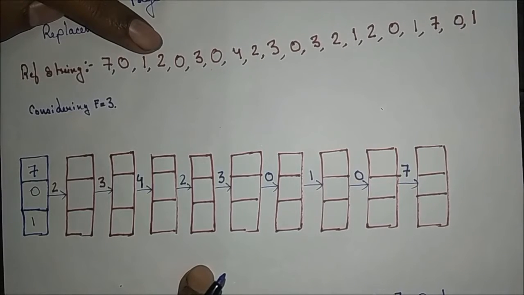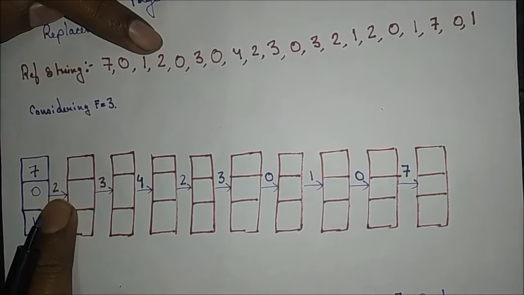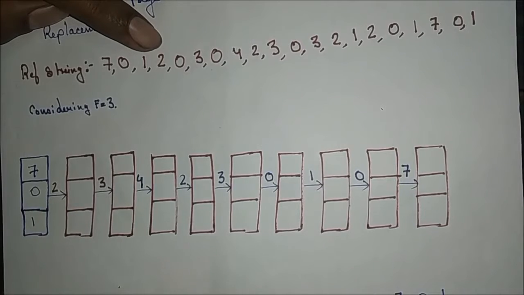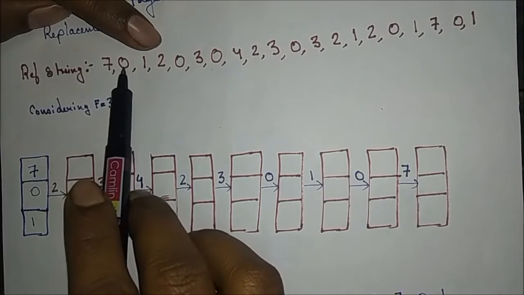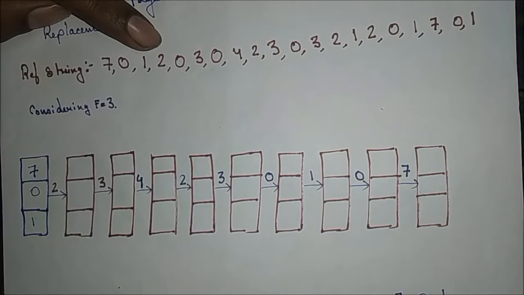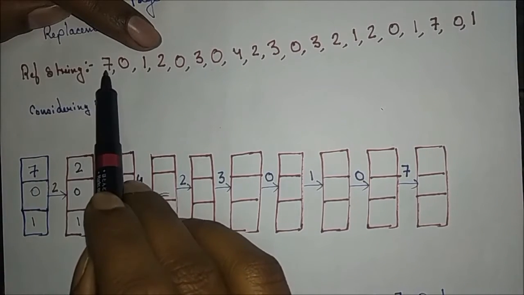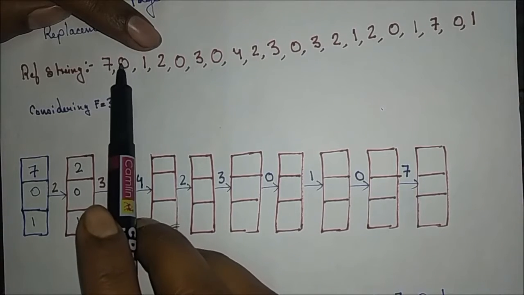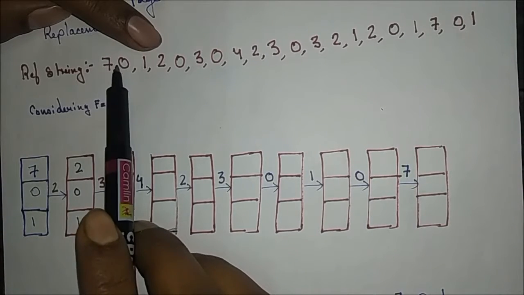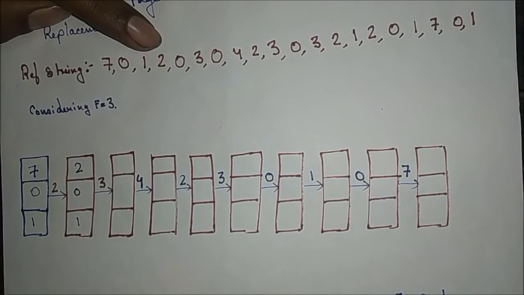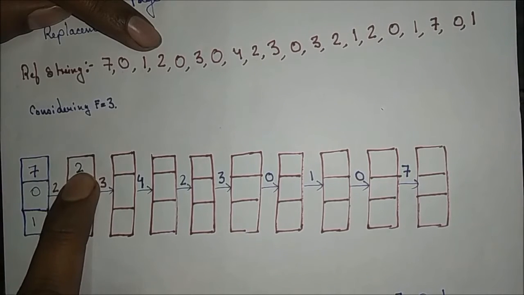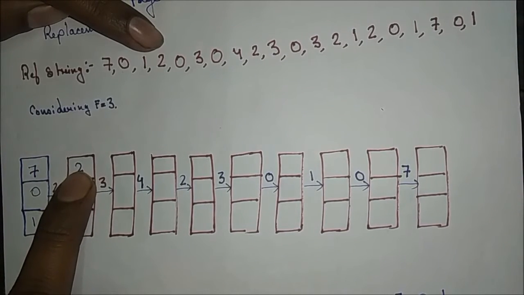Now the next page coming is 2. Which page should be replaced? 0 and 1 are recently used, so the 7, which has not been used for the longest period of time, should be replaced. Now 2 comes in, along with 0 and 1. I am repeating: 0 and 1 are recently used and 7 is not used for the longest period of time. That's why 7 is replaced and 2 is inserted in place of 7.